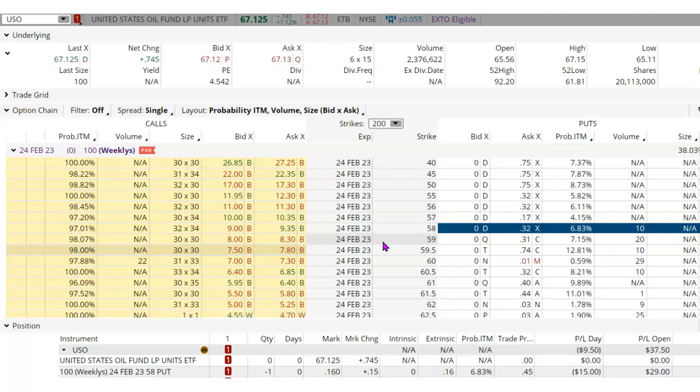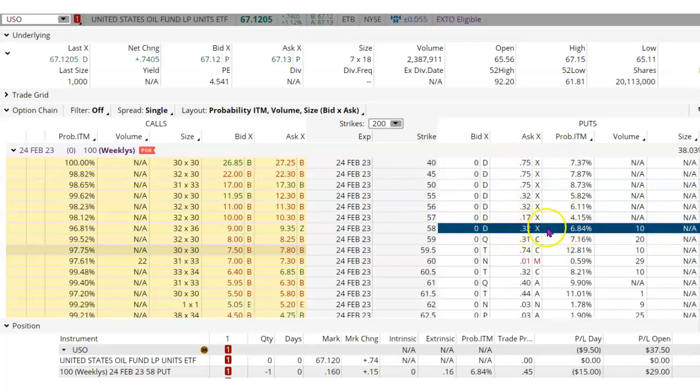This ETF is based on the price of US oil futures. It is not a stock, so I don't have to worry about earnings. Therefore, I am definitely not worried that it's going to drop $9 in the next 4 minutes. But I wanted to show this to you. Under bid, there's a zero, and under ask, there's a 32 cents ask.